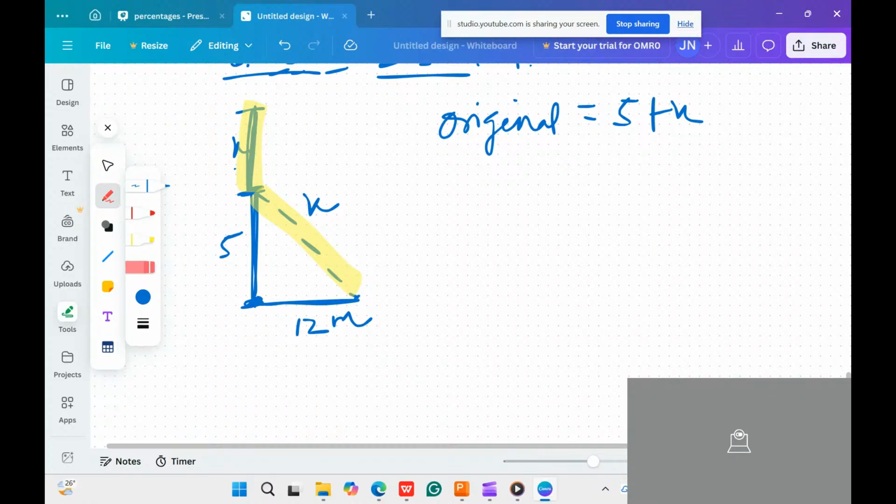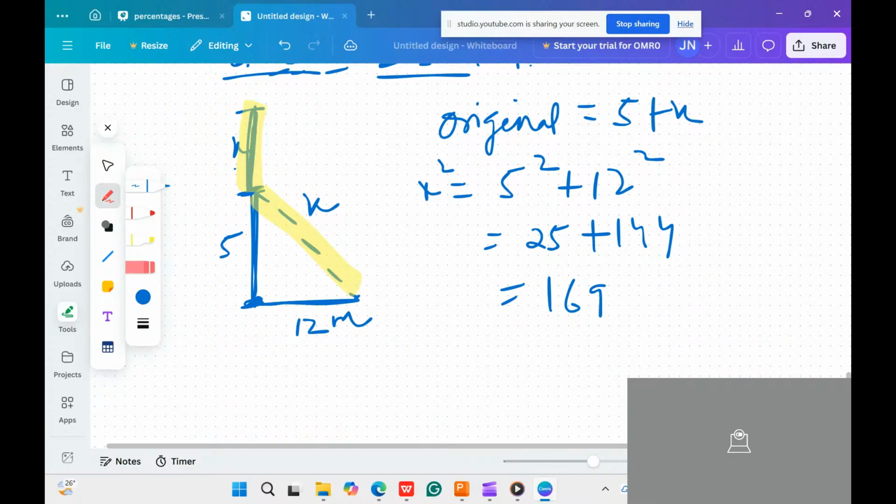All right, let's check. So x square is equal to 5 square plus 12 square, 25 plus 144, 169. Yes, x is equal to 13, so it is 18, correct. Wow, that's great.